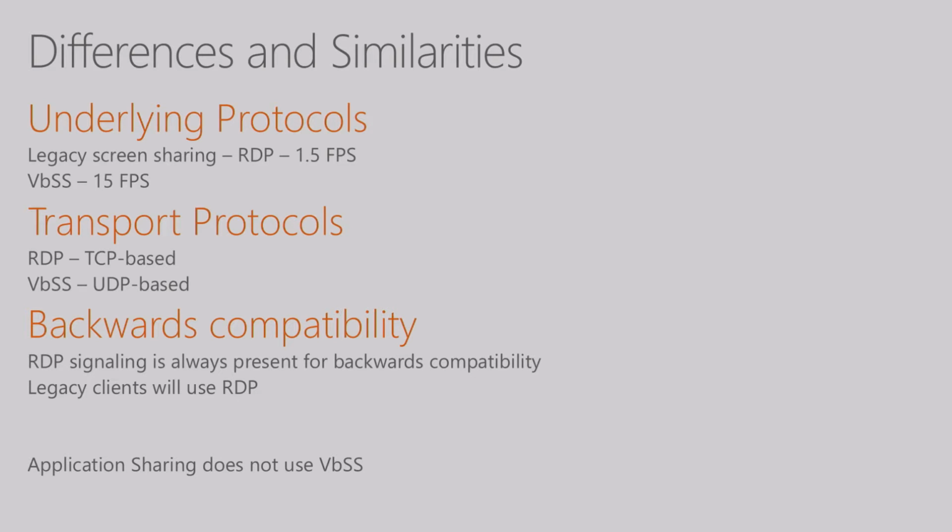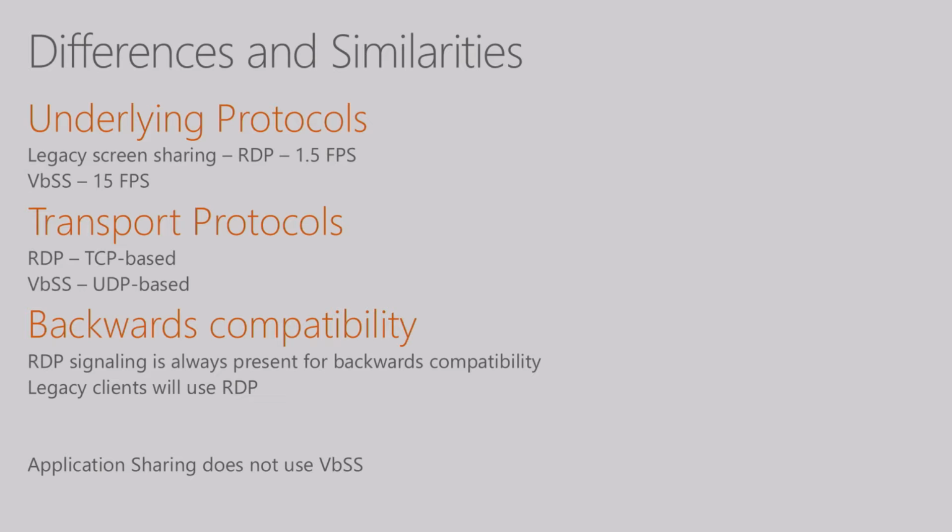So VBSS, more frames per second, transport protocols. We talked about TCP versus UDP. Backwards compatible. So anybody here spend their time in Snooper and UCAPI logs? You will notice that we do keep RDP signaling active. We do that for fallback scenario, right? So VBSS is instantiated. Here comes Brian. He joins from a Surface Hub, and I need to fall back to RDP. Well, I've already got that RDP signaling going on, so it falls back quickly.